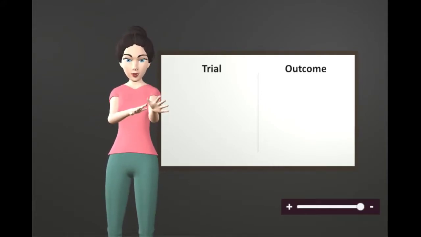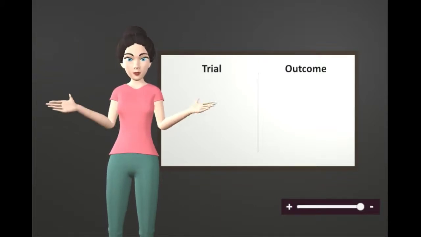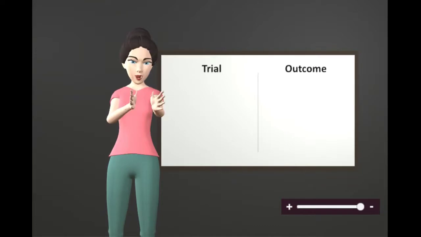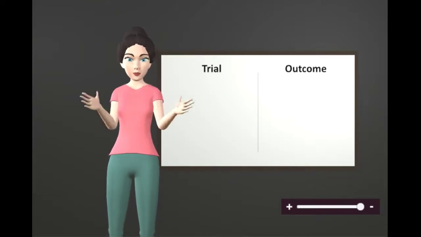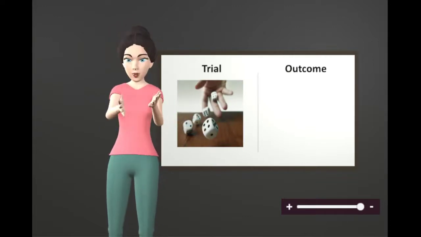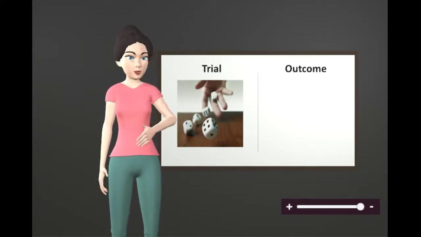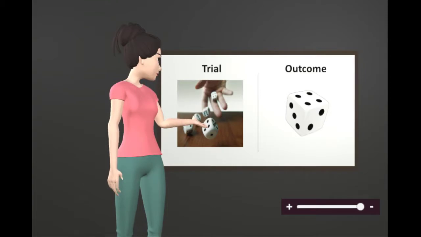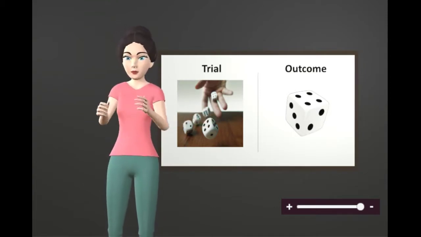Today, I will help you understand how to answer questions like this one. This is called binomial probability. First, you need to understand trials and outcomes. A trial is something you do. For example, you roll a die. An outcome is what happens on the trial. For instance, if you roll a die, the trial, an outcome could be that you rolled a 4.